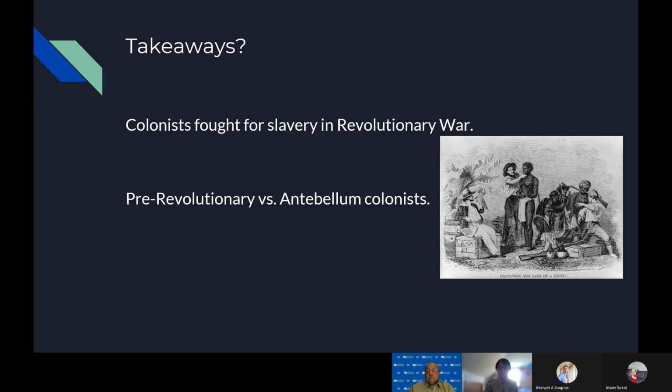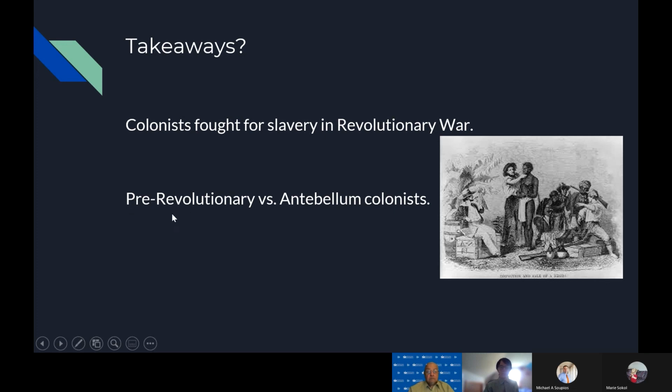So some takeaways from the novel, the storytelling. Colonists fought for slavery in the Revolutionary War. They fought to keep their slaves and not allow them to do uprisings or not allowing them to be free. And they won, and so they were allowed to keep their slaves past when Britain abolished them.